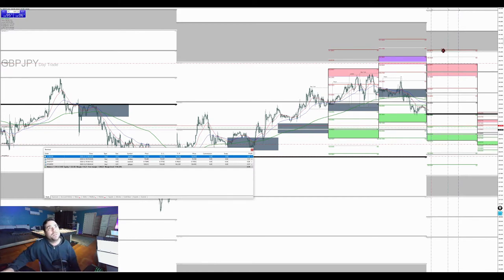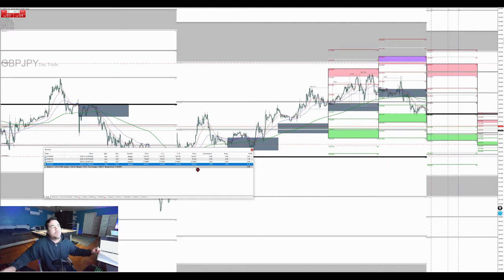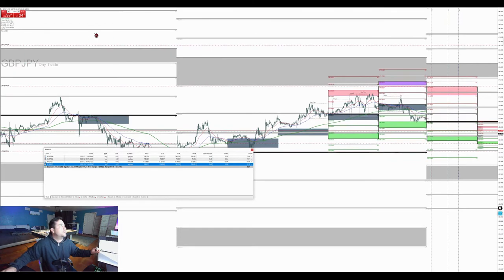Now where is my take profit for my swing trade? 5.5, this one right here. This is my stop loss. Where's my 5.5 take profit? Okay, it's way up here. Okay, I got it. So my take profit for my swing trade is way up there.